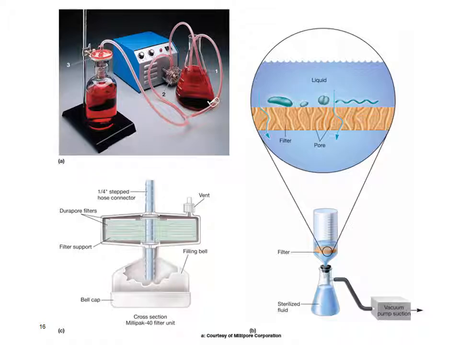And in C, we can see a cross-section of a membrane filtration unit. Several membranes are used together to increase its capacity.